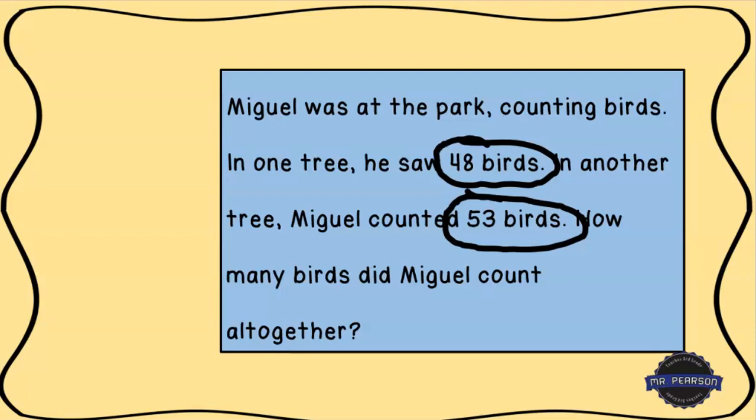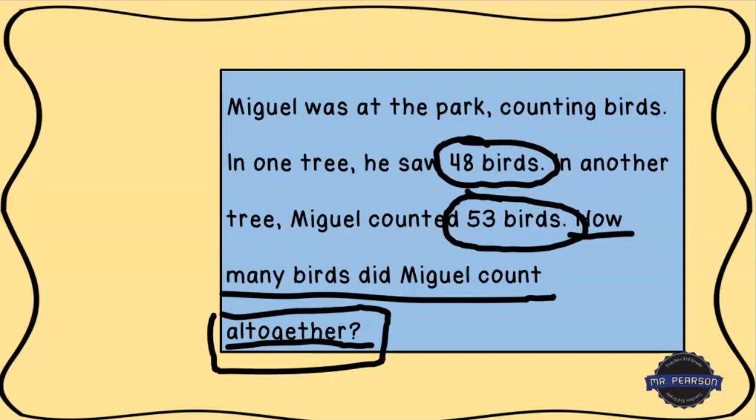All right. Then we are going to underline our question. So how many birds did Miguel count all together? So we're looking to see a combination of the birds. All right, then I'm going to draw a box around this word right here. I'm going to box this word all together because that tells me that we're putting those numbers together.